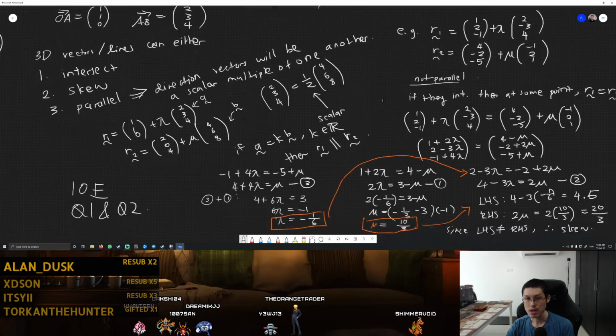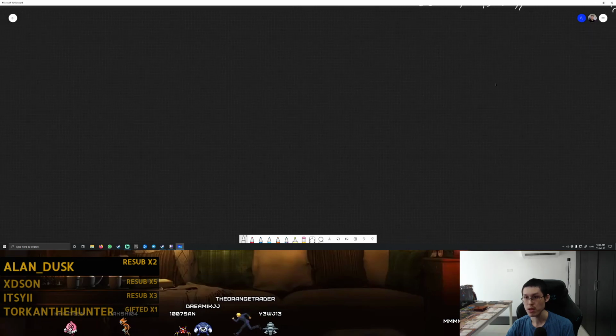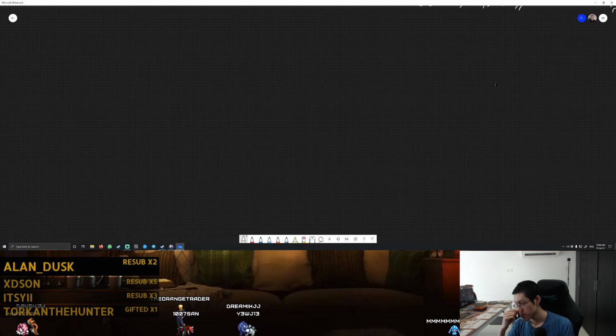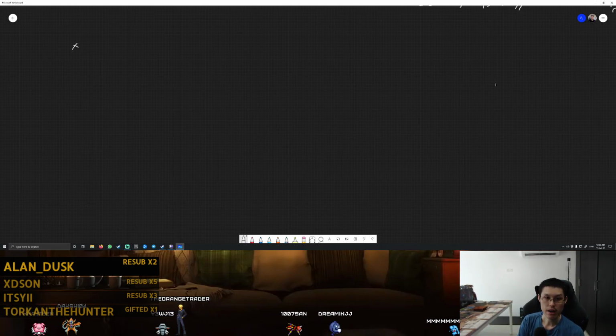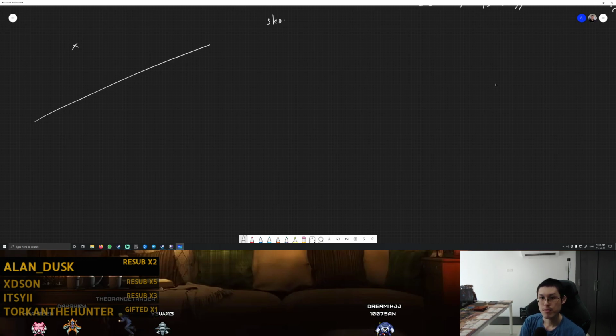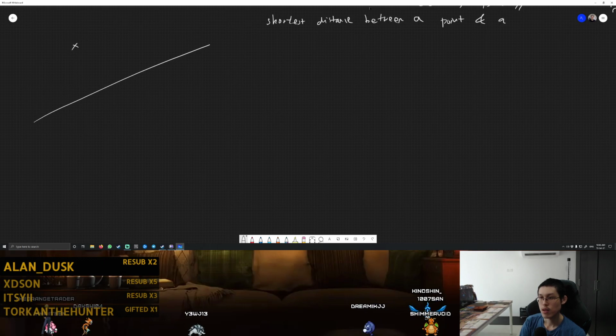Okay, so one last thing that you have to know for vectors, let me just move that over here, is how to find the distance between a point and a line. Usually this is in 3 dimensions, right? So the shortest distance between a point and a line in 3D.